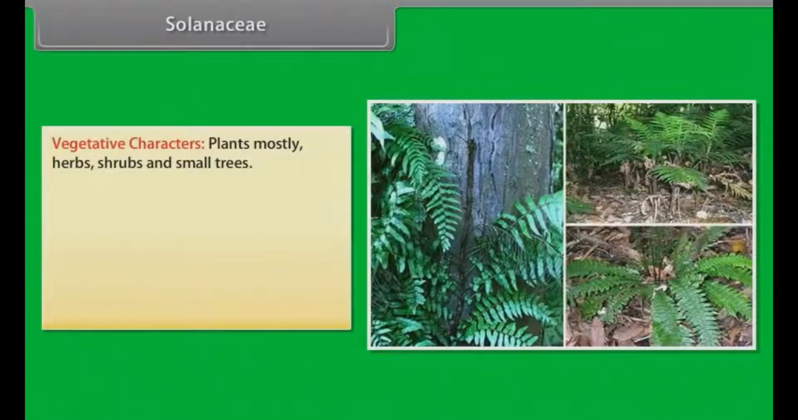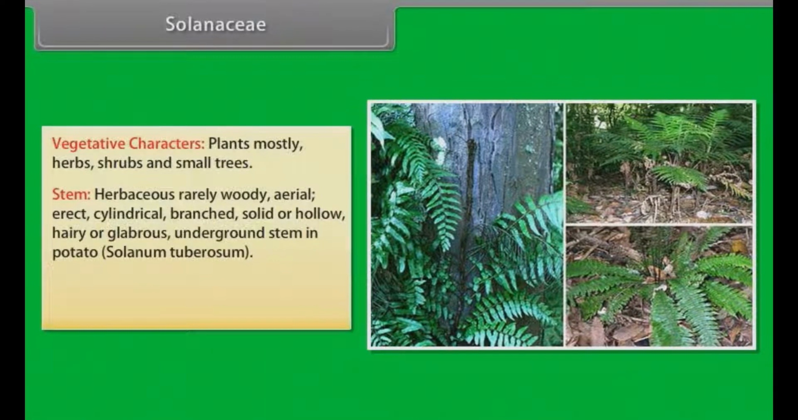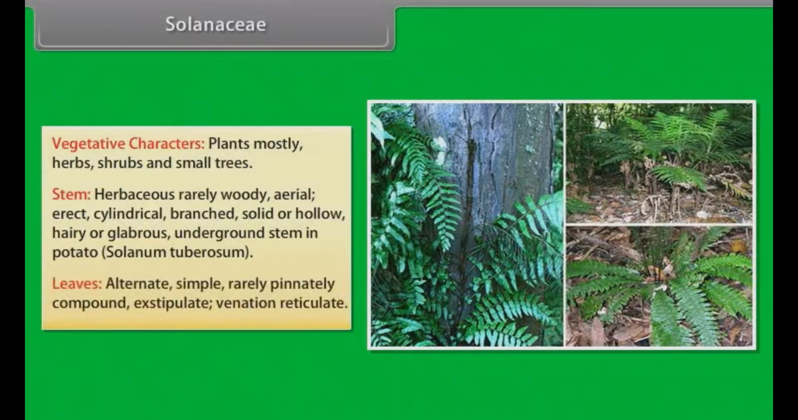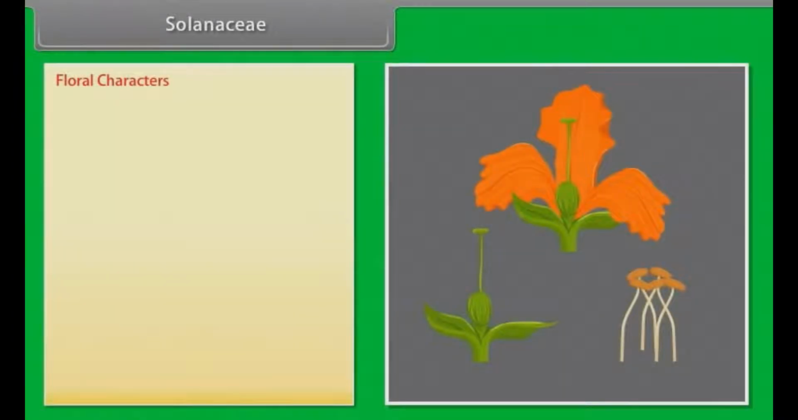Vegetative characters: plants mostly herbs, shrubs, and small trees. Stem: herbaceous, rarely woody, aerial, erect, cylindrical, branched, solid or hollow, hairy or glabrous, underground stem in potato, Solanum tuberosum. Leaves: alternate, simple, rarely pinnately compound, exstipulate, venation reticulate. Floral characters: inflorescence solitary, axillary or cymose as in Solanum.